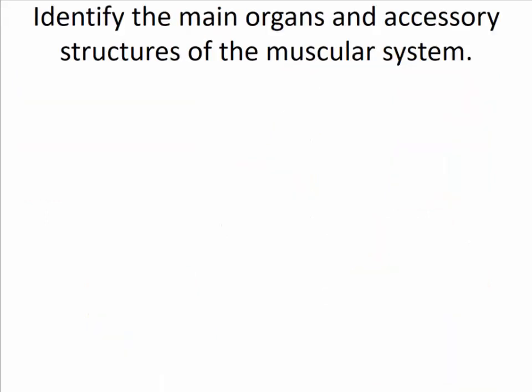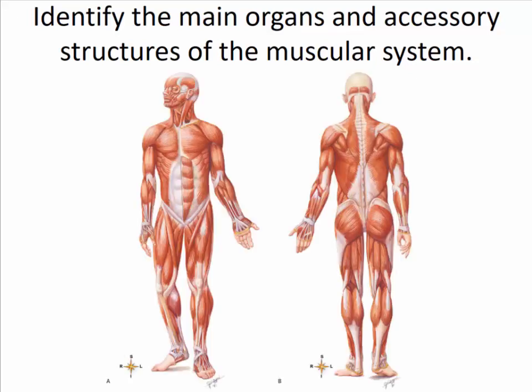Let's identify the main organs and accessory structures of the muscular system. In the muscular system, each skeletal muscle is an organ. This is similar to the skeletal system, where each bone was an organ. Tendons assist in the function of the muscular system. In order to go into this a little bit further, let's zoom in on a specific muscle.